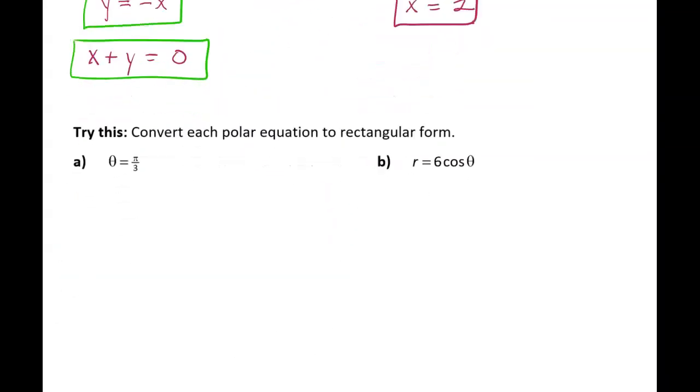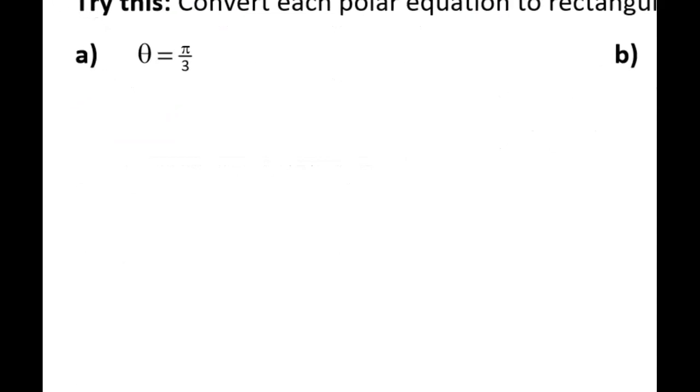All right, here are a couple for you to try. Let's try this first one. Again, radians snuck in here, so let's change that pi over 3 to 60 degrees. Okay, go and pause the video while you do this.